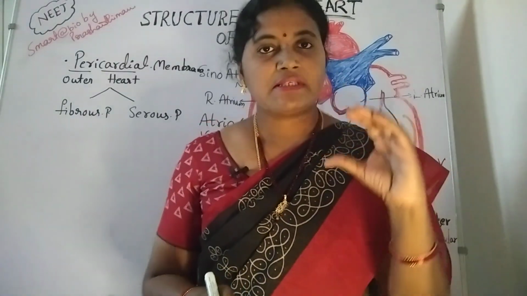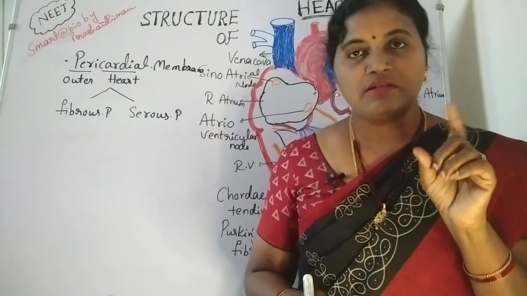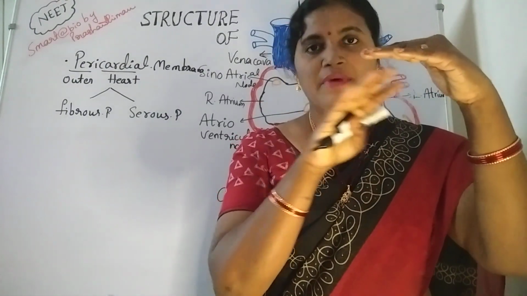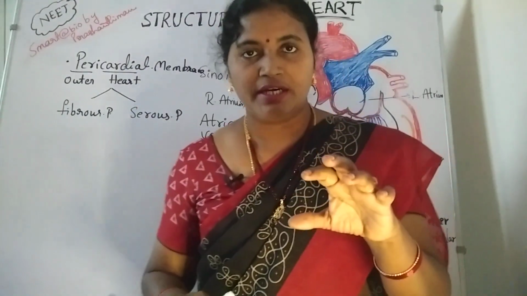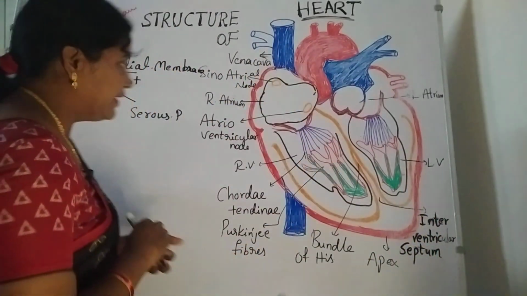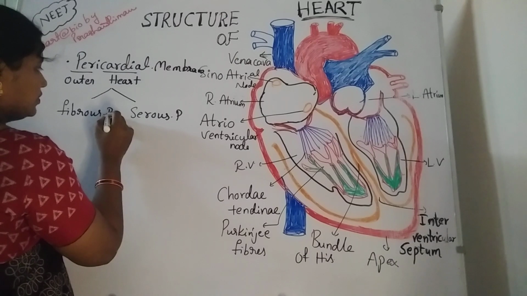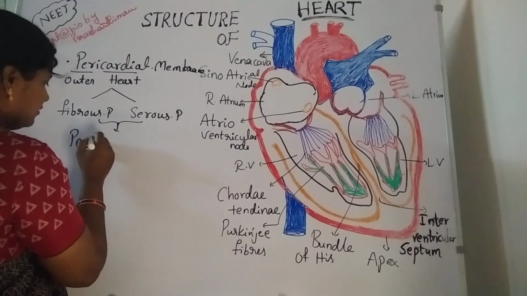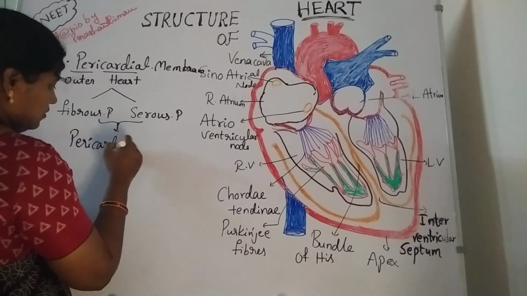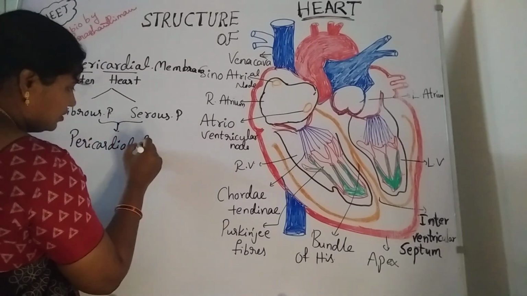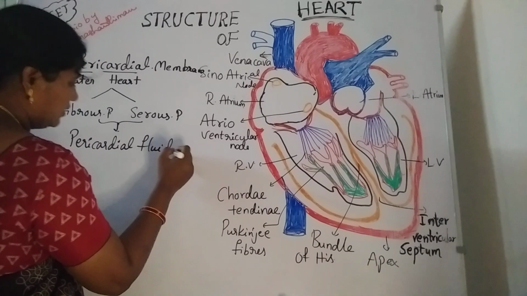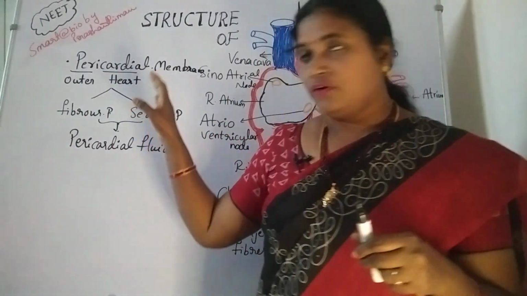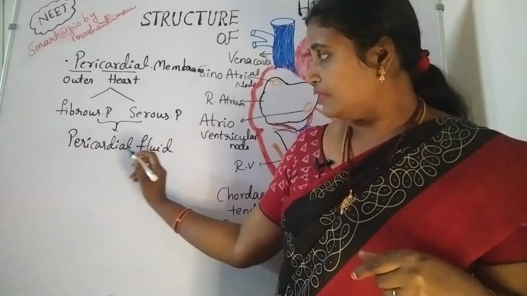Between this inner and outer membrane there is a fluid present. The middle space between the outer and inner membranes is filled with fluid, so obviously it is pericardial fluid. Between these two membranes it contains the pericardial fluid. Follow the class, then only you will be able to understand the next topics. So first pericardial membranes and then pericardial fluid.